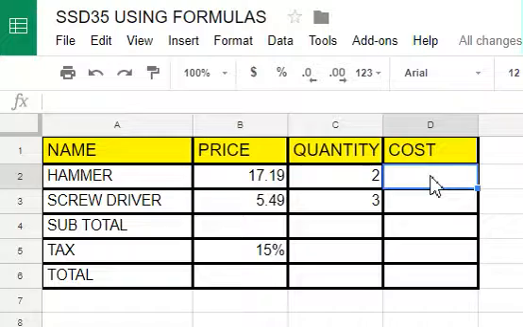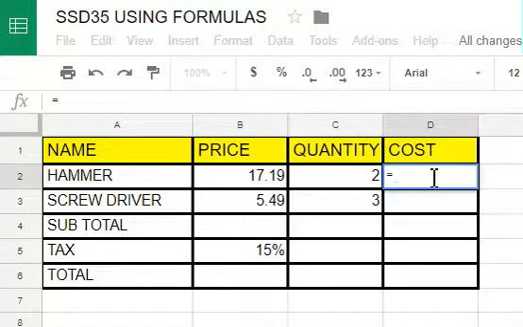So I click on that cell and it highlights it in blue. That's where I want my answer. Now I'm going to click on the equal sign. That tells the spreadsheet that there's going to be a calculation. Now I'm going to click on cell B2 and find the multiply sign, which is an asterisk, and multiply it times what's in cell C2, which is the quantity.